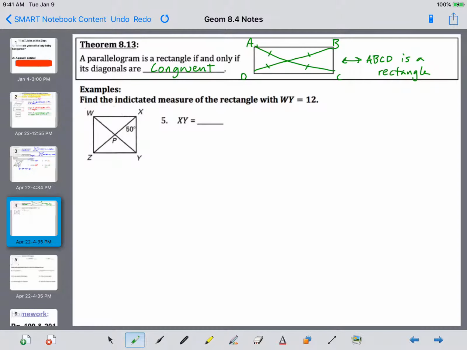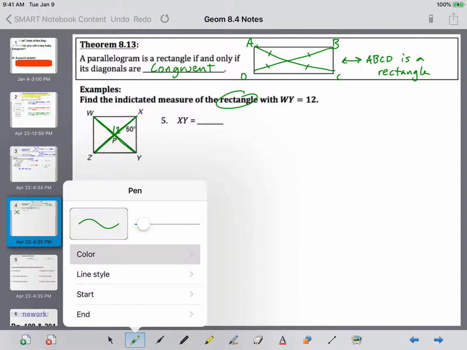All right, so now let's use that to answer a question here. We're going to assume in the example 5 down below that this is a rectangle. They actually tell us it's a rectangle. And they tell us that the length from W to Y, this segment here, is 12 units long. All right, now if that's 12 units long, since this is a rectangle, we know that ZX is also going to be 12 units long.